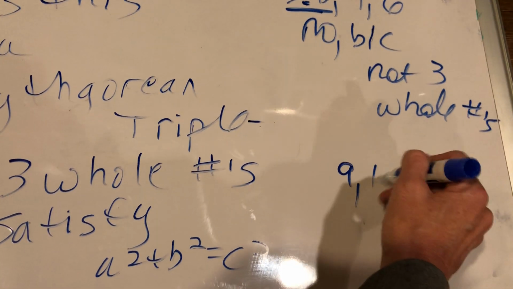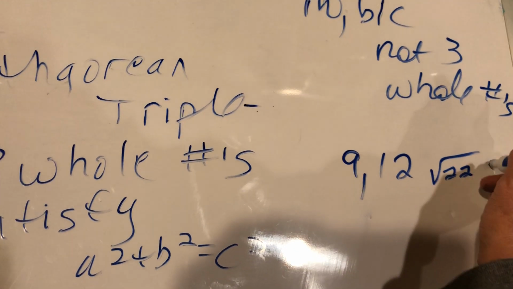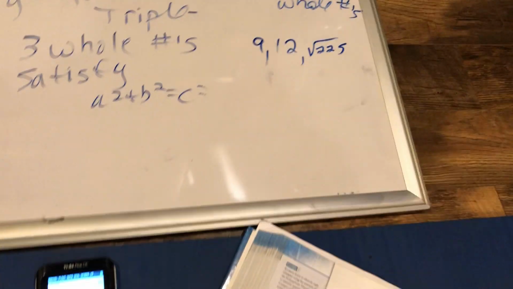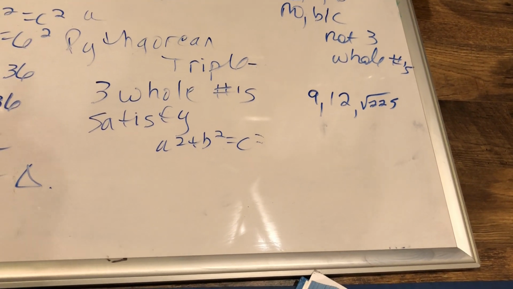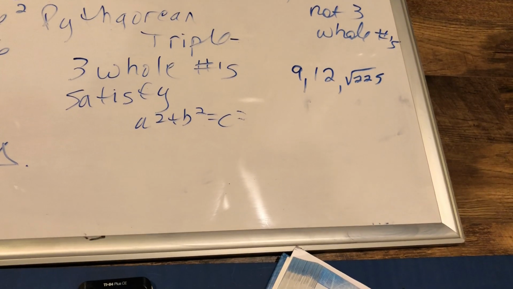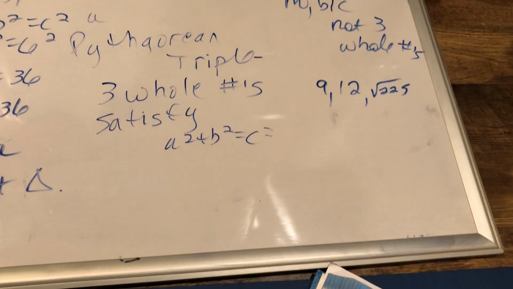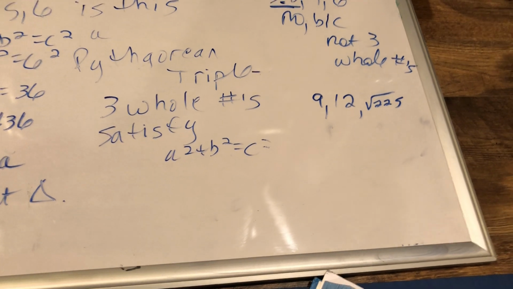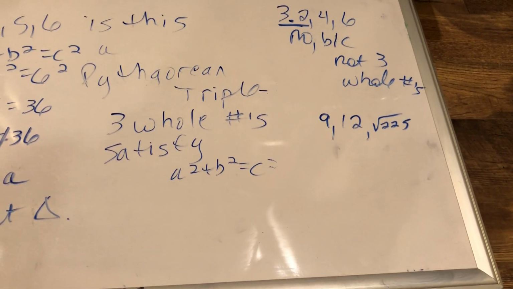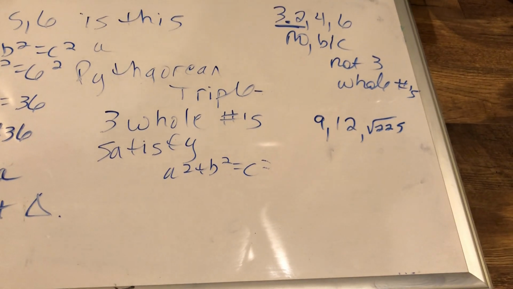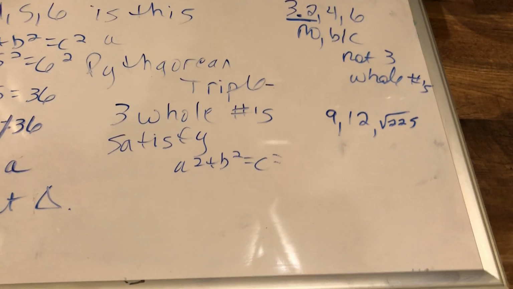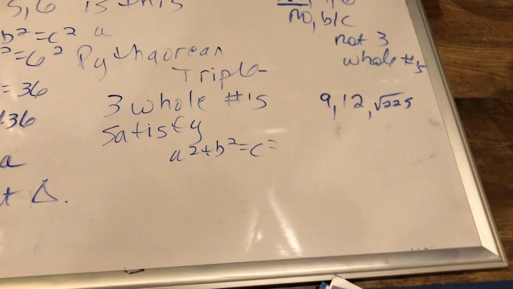Let's try 9, 12, and the square root of 225. So the first thing you have to do is see what the square root of 225 is. Because if it's not a whole number, then you don't go on. You don't even check it. I can't stress to you enough, you've got to make sure it's 3 whole numbers first. If it's not 3 whole numbers, then you can't do it, okay? So you just put no and go on.